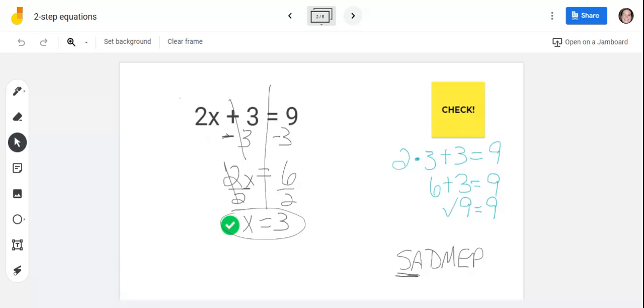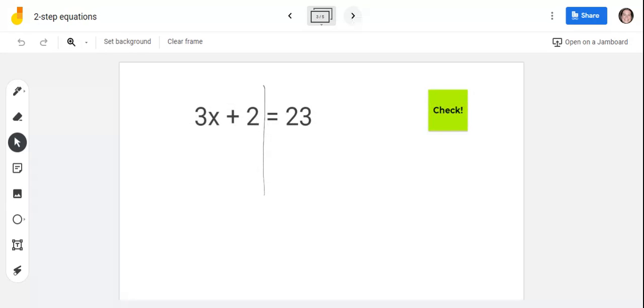Okay, let's go on to our next example. So 3x plus 2 equals 23. We're going to split it at the equals. I didn't move to the next one, so sorry. 3x plus 2 equals 23. Split it at the equals. Again, I start with the addition and subtraction. So I'll subtract 2, because I'm going to undo the addition that I saw from the original problem. Bring down what I didn't use. Calculate on the other side.